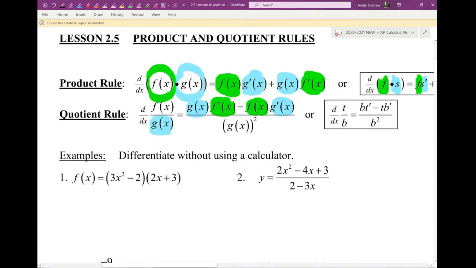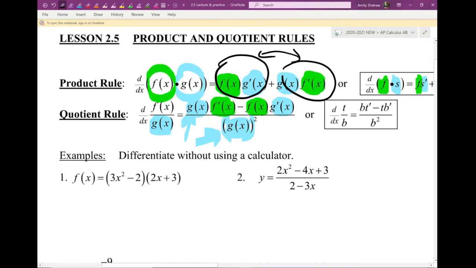G of x is your denominator for the quotient that you're taking, and that's very important that you know that. G of x gets squared and stays in the denominator, and it also has to be the first term. Where I could interchange, if I wanted to, this one and that one and write them in opposite order, that would be okay, because eventually when I do my distribution and put stuff into standard form, I'll sort everything out.